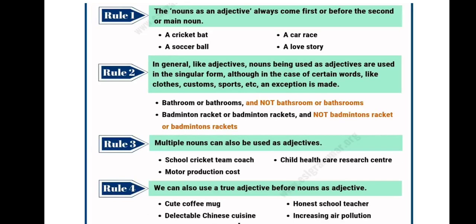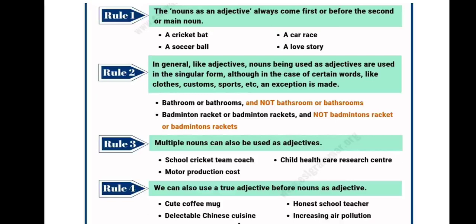Okay, delectable Chinese cuisine. Delectable means very delicious, very tasty, yummy. So, what kind of a cuisine is that? Cuisine means dish. What kind of a cuisine is it? It is a Chinese cuisine. And what kind of a Chinese cuisine is that? It's a delectable one. It's a delicious one.